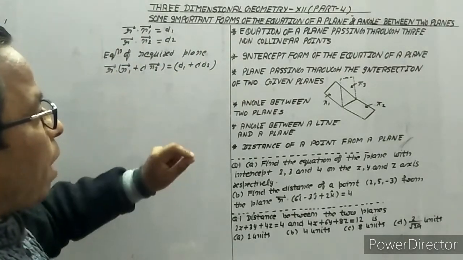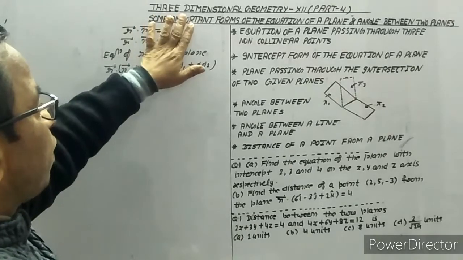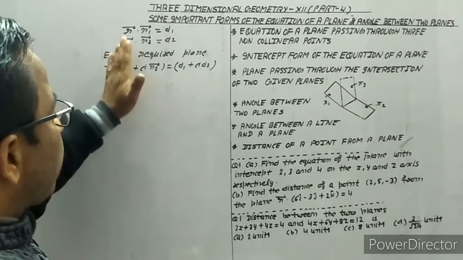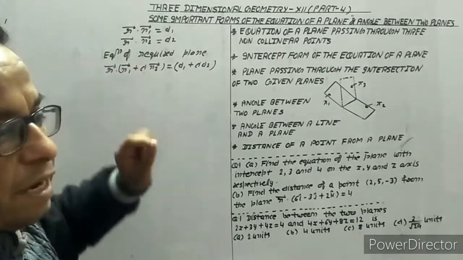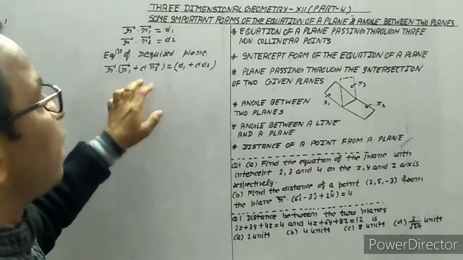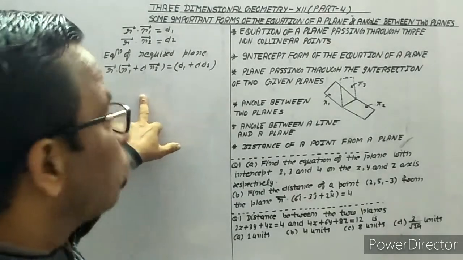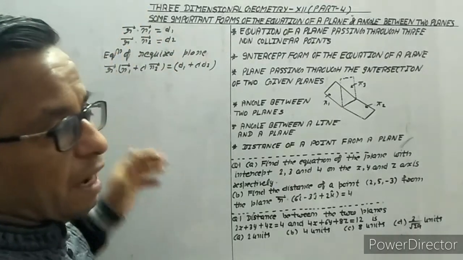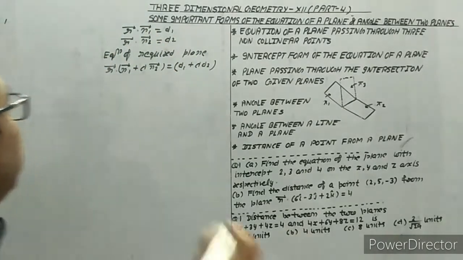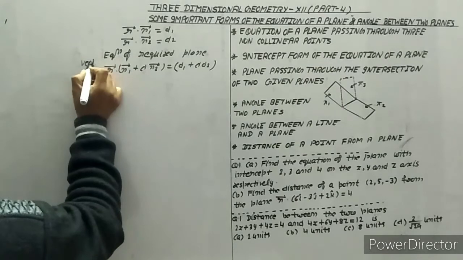Only we have to do one part. The first plane will remain fixed, and in the second plane we will take any multiple, that is lambda, any scalar quantity, multiplied by this. Whenever we find this lambda, we will automatically get the equation of the required plane. This is the vector form of this.